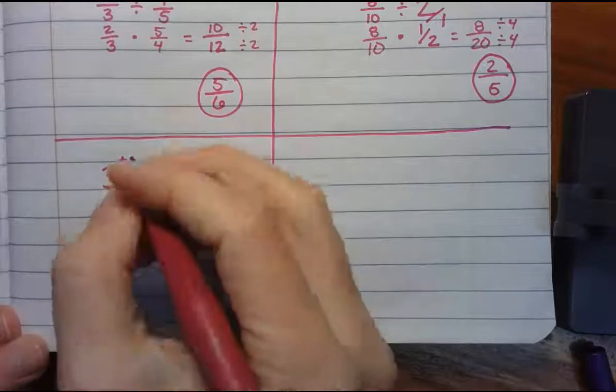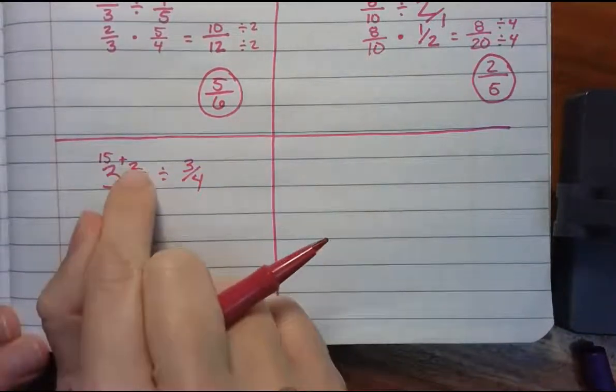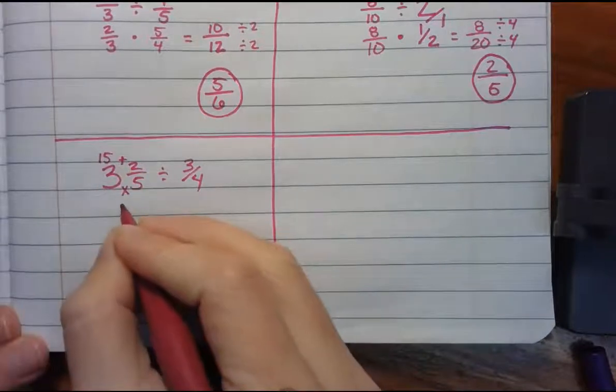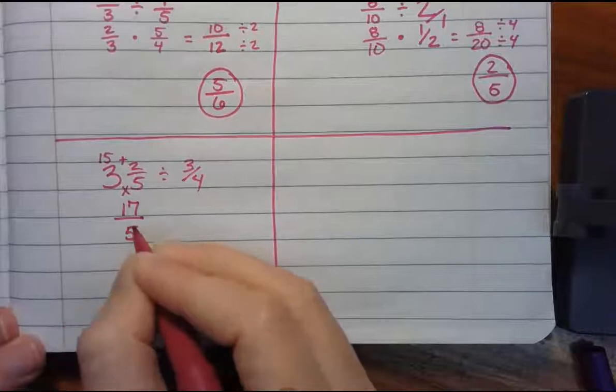5 times 3 gives me 15. And across the top, 15 plus 2 gives me 17. Keep the denominator. So we get 17 over 5.